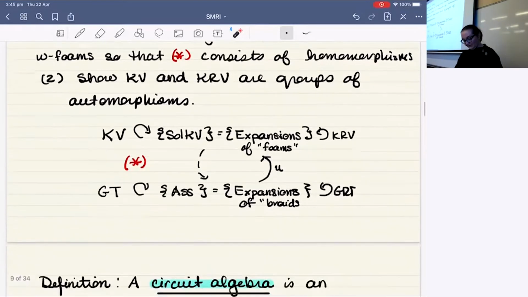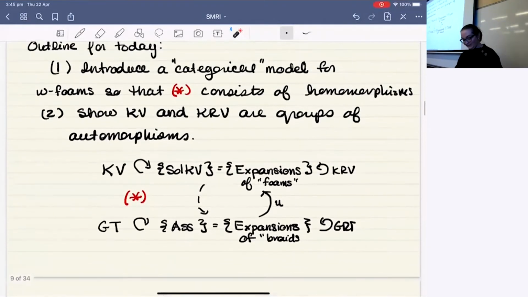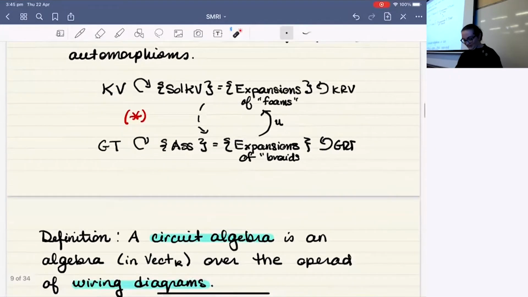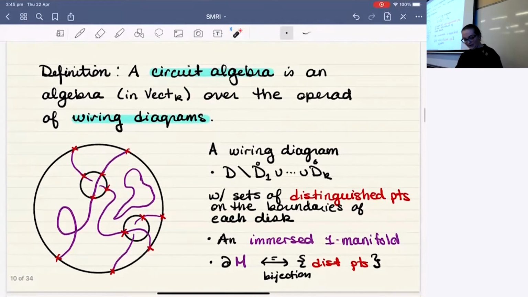So that's the overview, and now I'll be a little bit precise. Please stop me at any time, because I have a goal in mind, but if we don't get there, that's fine. At least you'll learn some definitions. Okay, so let's be precise.